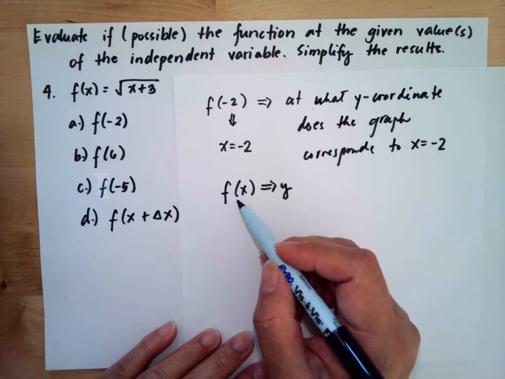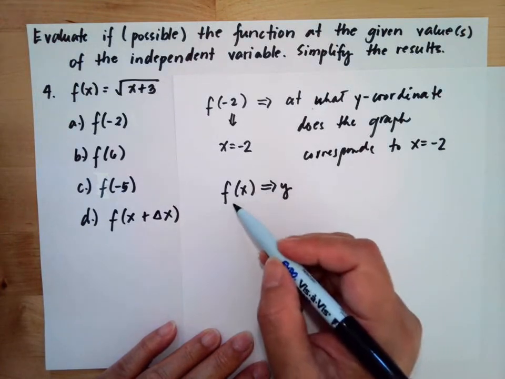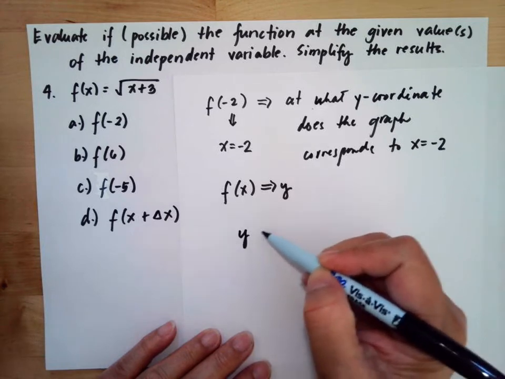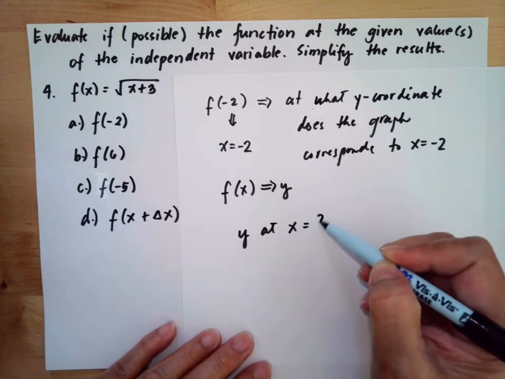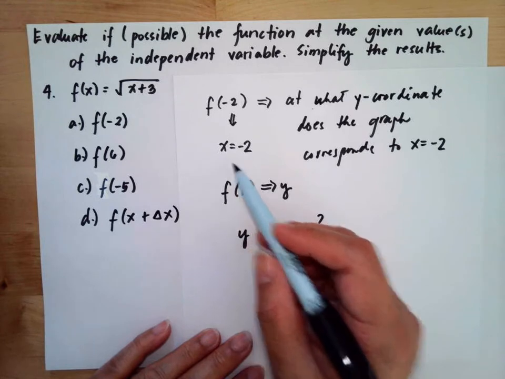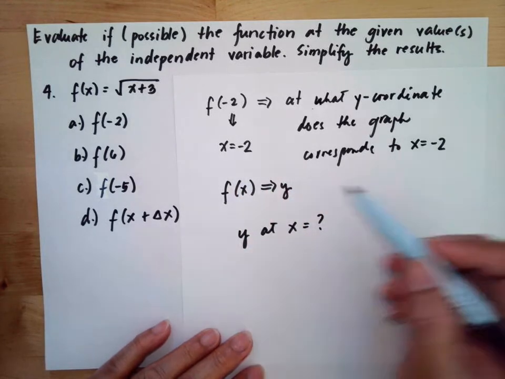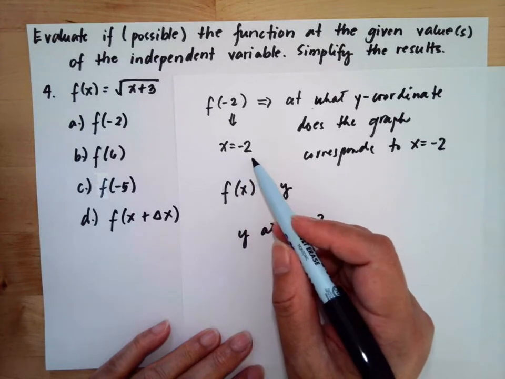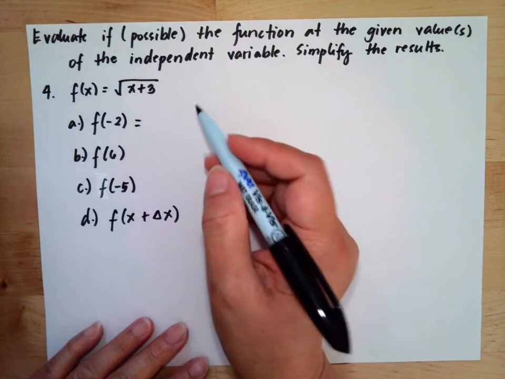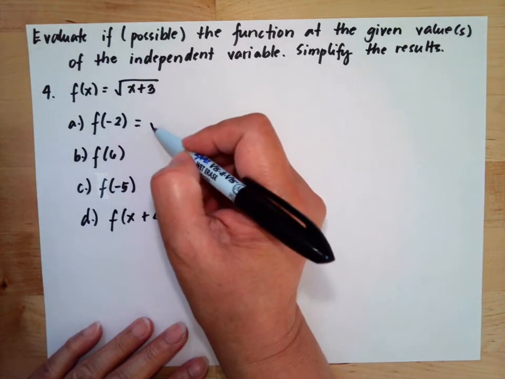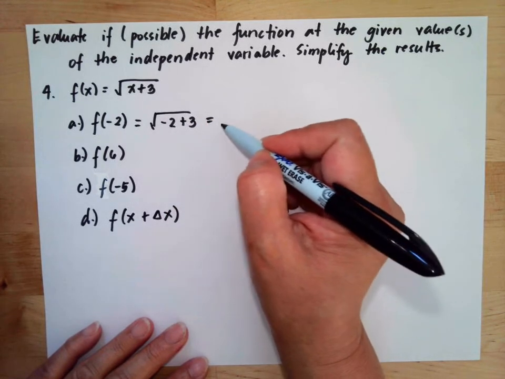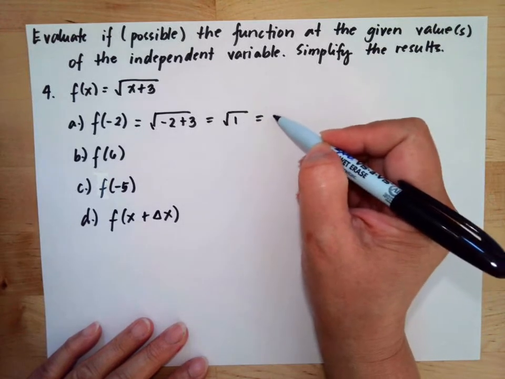Now, if you say f of x is equal to y, this means that the y at x is at a certain value that you choose. Since our x is independent, we can choose any number. So, for this case, we have x is equal to negative 2, and we substitute negative 2 for our x. So, we have the square root of negative 2 plus 3. Negative 2 plus 3 is 1, so the square root of 1 is 1.